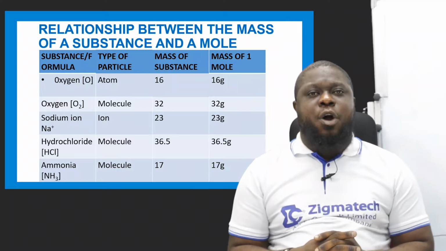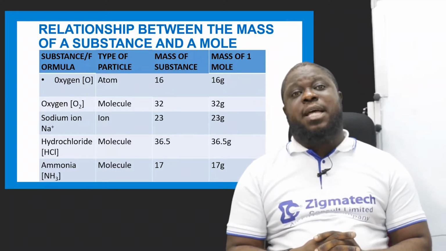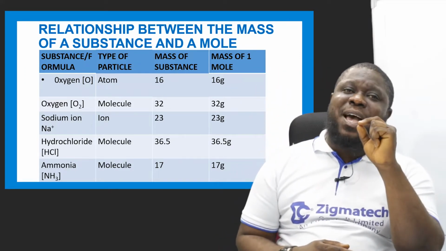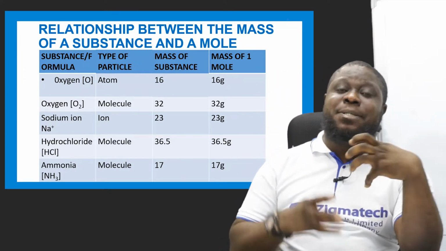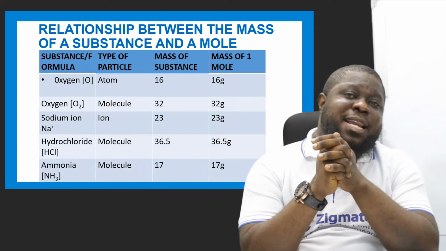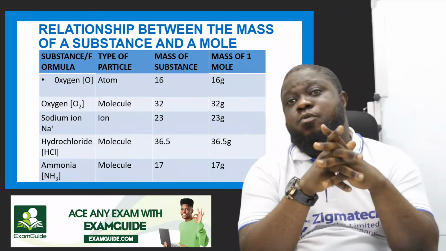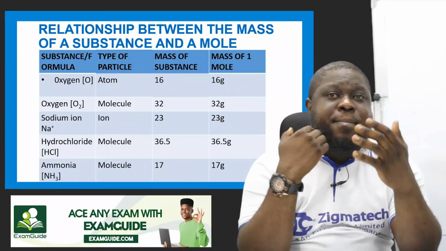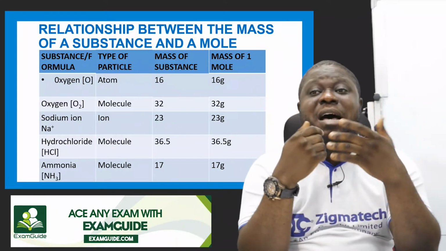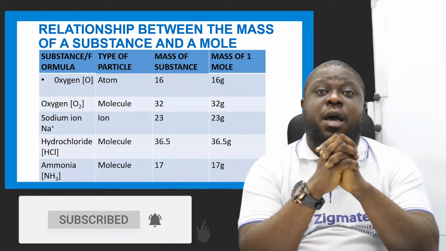So sodium ion is the next one. The particle there is an ion. Why is it an ion? As you can see, there's a superscript plus. That plus signifies a charge, and we know that every charged body is called an ion. So the mass of that substance is 23. Sodium is 23. That's the mass. So the mass of 1 mole will still be 23. Like I said, any type of mass you want to call it, whether formula mass, molar mass, or molecular mass, every mass is the same for every element.